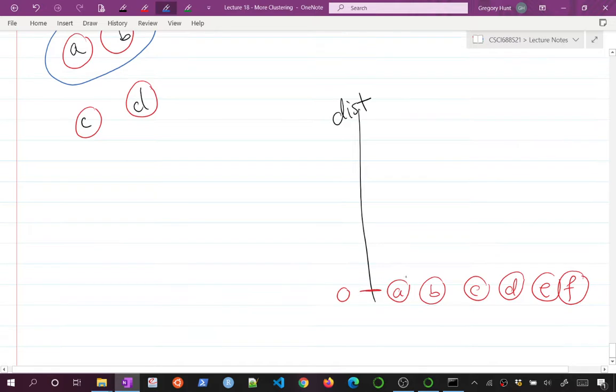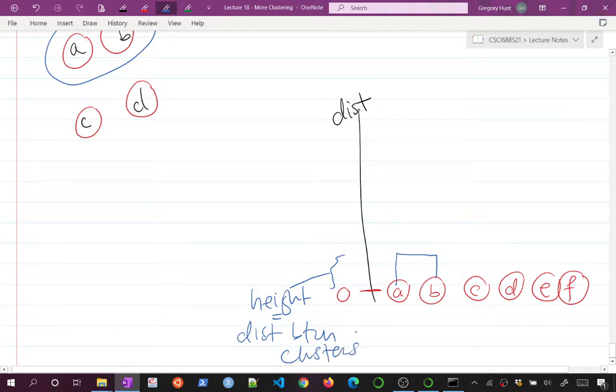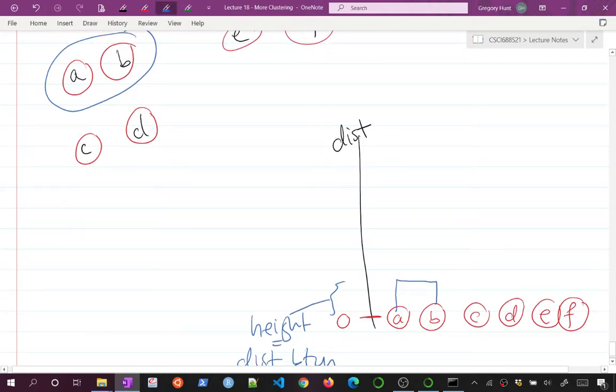And so I'm going to draw my hierarchy as before, but I'm going to make the height of how much I go up when I draw this height here the distance between clusters. So the y-axis is the distance between the clusters. So I'm going to go up like this because the distance between these clusters is the smallest. And then the next closest cluster, let's say, is C and D.